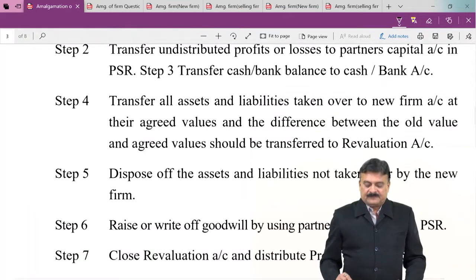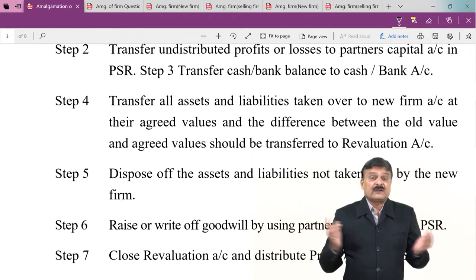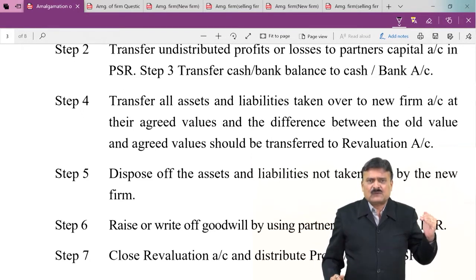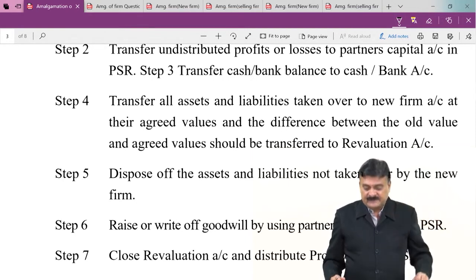Step 4, transfer all the assets and liabilities taken over to the new firm account at their agreed values, because the new firm is taking over at agreed value, which may be more than book value, which may be less than book value as given in the question. That is what we are thinking about the revaluation aspect.